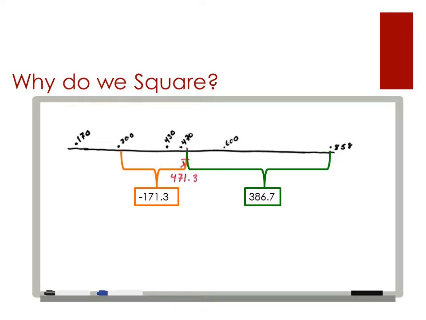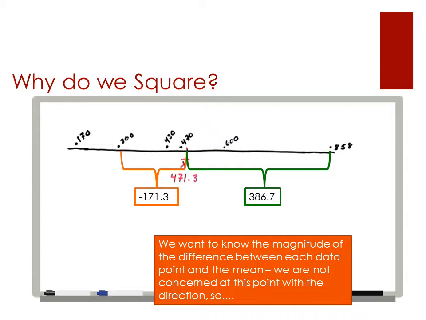So here we see, for example, using the data value point of 300, the difference from that and the mean is negative 171.3 from the chart you just did. And the distance of the data value point 858 from the mean is going to be 386.7. Again, from the chart that you just made. Now, keep in mind, what we want to know when we're looking at standard deviation is the magnitude of the difference between each data point and the mean. We are not concerned at this point with the direction, so we don't care whether the values are positive or negative. We just care how far away they are from the mean. That is the only point we are focusing on right now with our standard deviation.